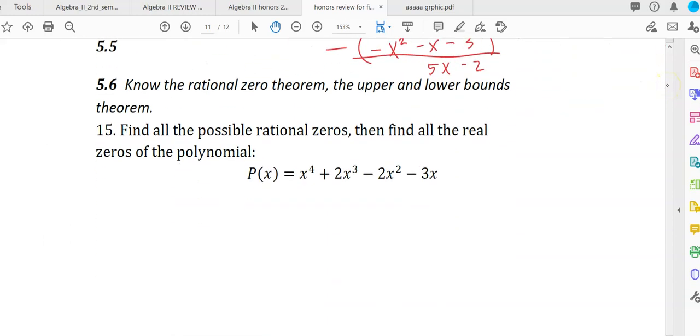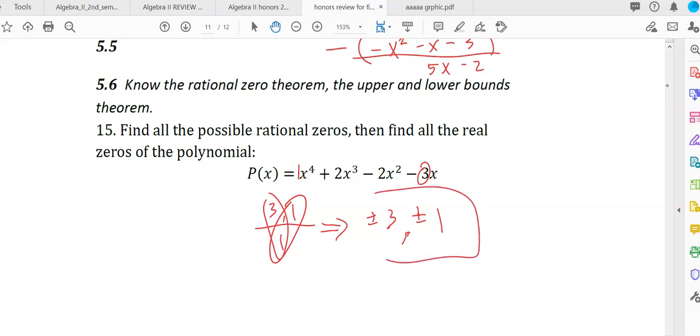Rational zero theorem: factors of this term, so 3 and 1, divided by factors of the first term, which is 1. All the possibilities plus or minus, so plus or minus 3, plus or minus 1, those are the only two fractions I get there. So there are 4 possible answers.